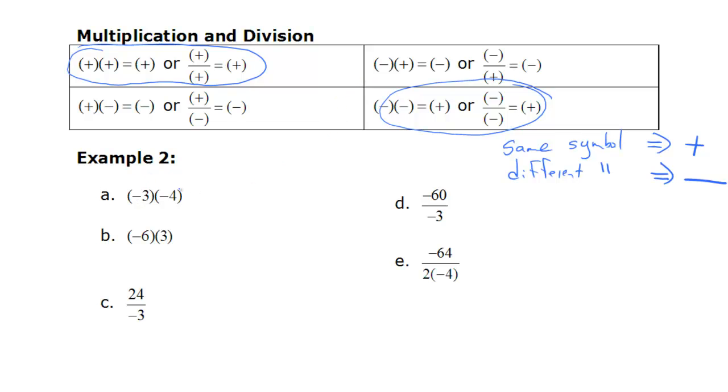So negative 3 times negative 4 is going to give positive 12. Negative with positive is negative 18. And we'll just continue the rest of these. You should get minus 8, 20. In this one, we have a division and a multiplication, so we're going to do the denominator first. 2 times negative 4 is negative 8. And divide them to get positive, minus with minus.